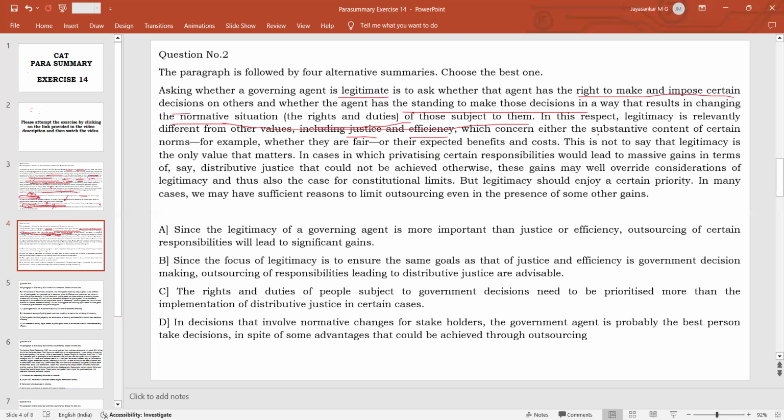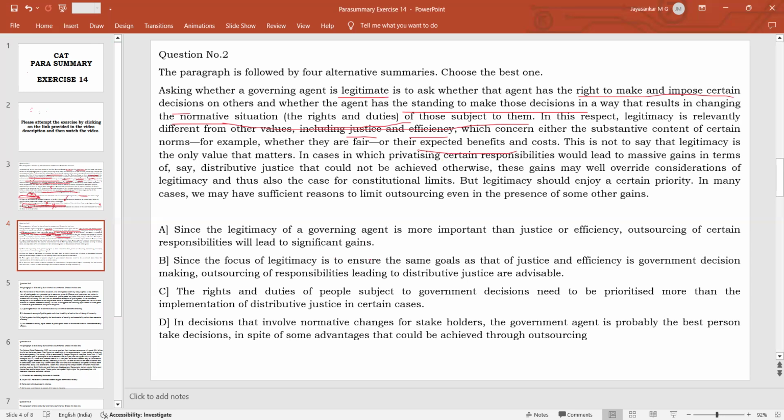And then the passage says that legitimacy is different from other values like justice and efficiency, because justice is talking about fairness. So there are three main concepts I told you. One is legitimacy. Second is justice. Justice means the decision should be made fair. It should not be unjust to any person involved. So they should be fair. And efficiency means they have to be cost effective, or whatever is the benefit and what is the cost. So this needs to be taken into account. Any decision that is efficient means the benefit should outweigh the cost, or the benefit should be more than the cost. So these are the things that have to be taken into consideration.